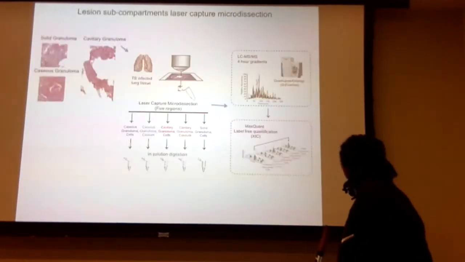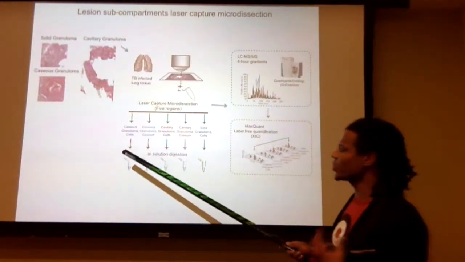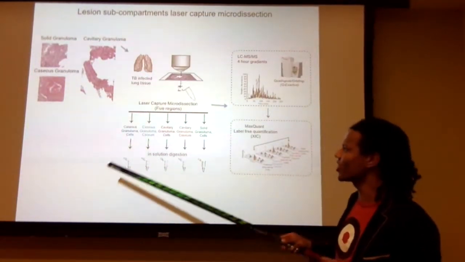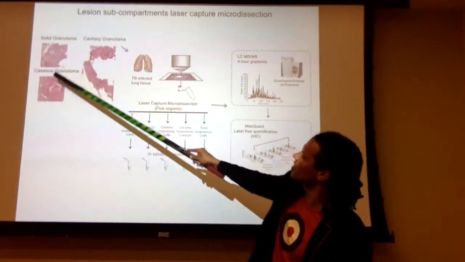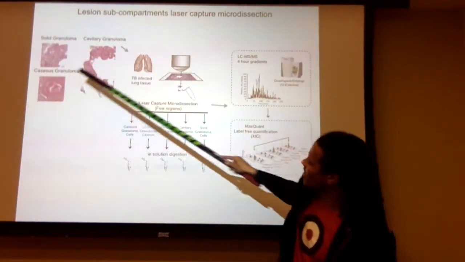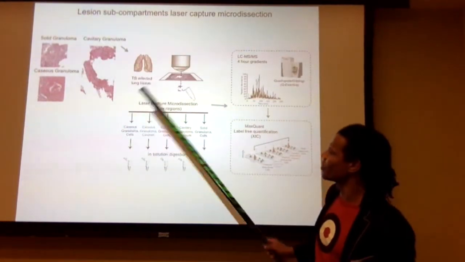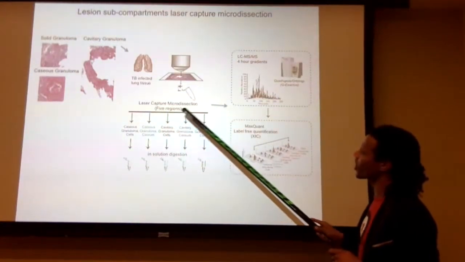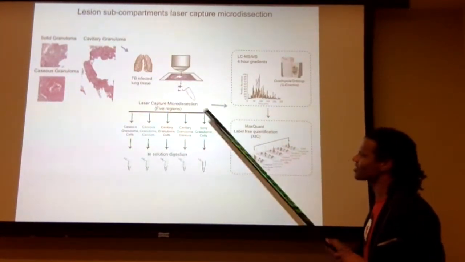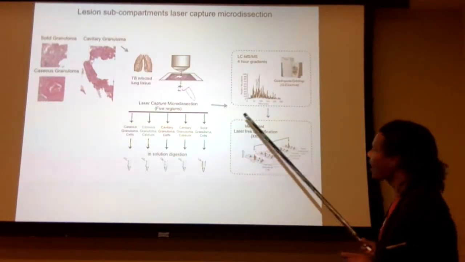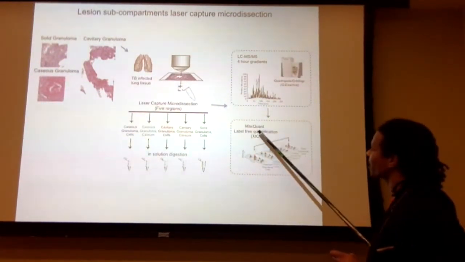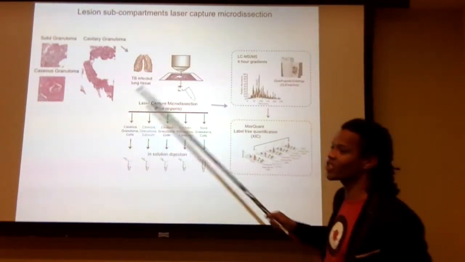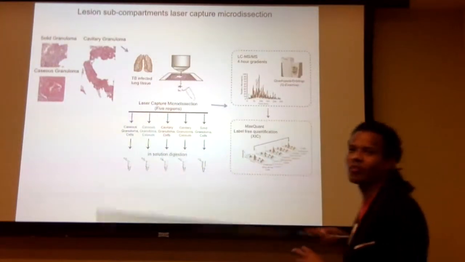To answer these questions, we looked at lung tissues from patients who were treatment refractory and were treated by surgery. We looked at solid granulomas, caseous granulomas, as you can see a caseum here, and also cavitary granulomas. We dissected specific regions in these tissues using laser capture microdissection, hydrolyzed the samples, and then used mass spec. Using a program called MaxQuant, we were able to map specific peptides to particular proteins to give us total proteomes of each granuloma type.